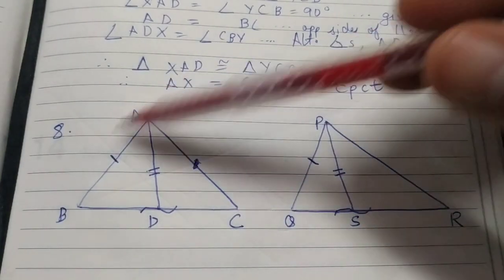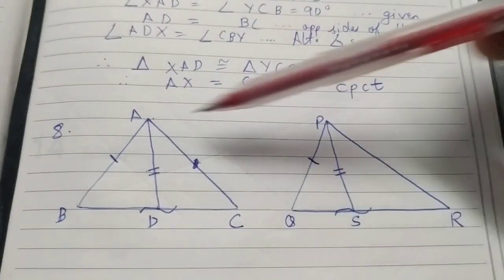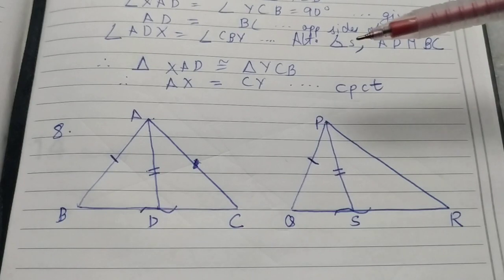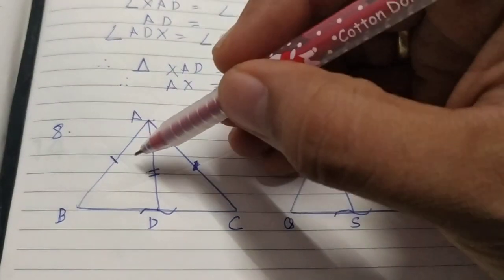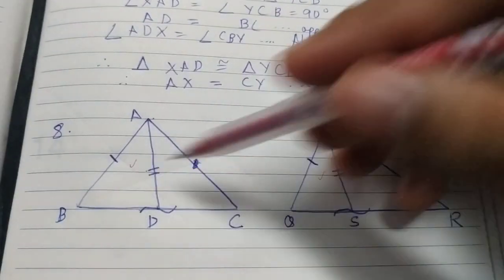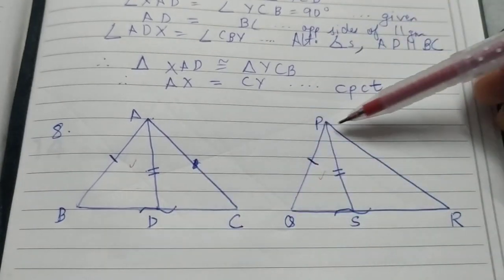We have to prove these two big triangles congruent, for which I already have two things: side, side and side. I need one more thing. So first I will focus on the small triangles ABD and PQS. Let's prove these two triangles congruent. How? Well, side is equal to side is equal to side, given.